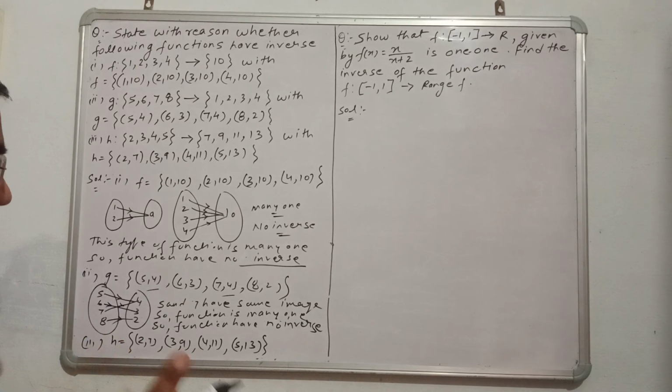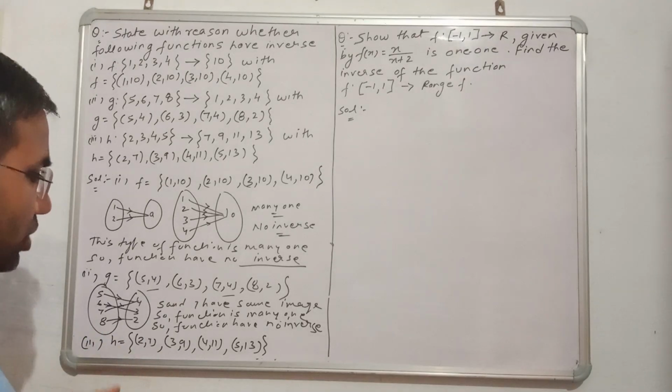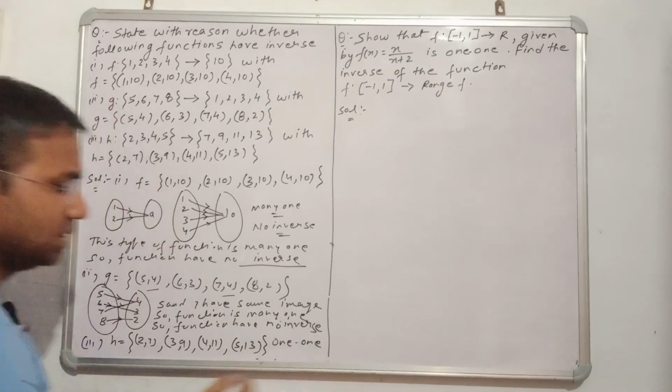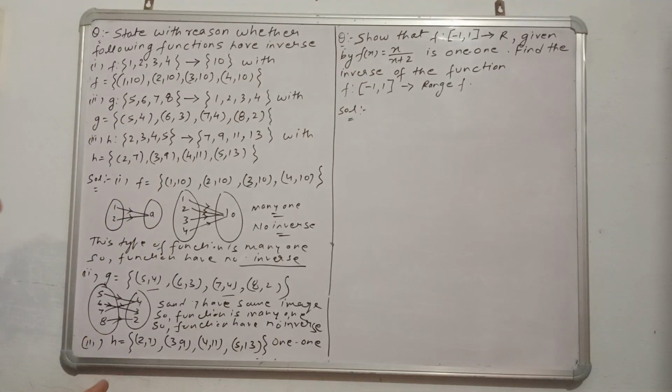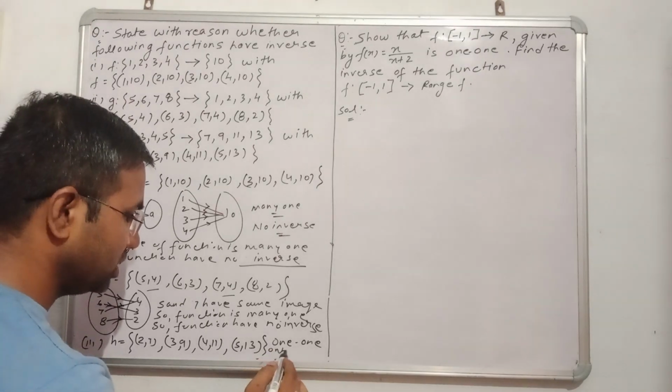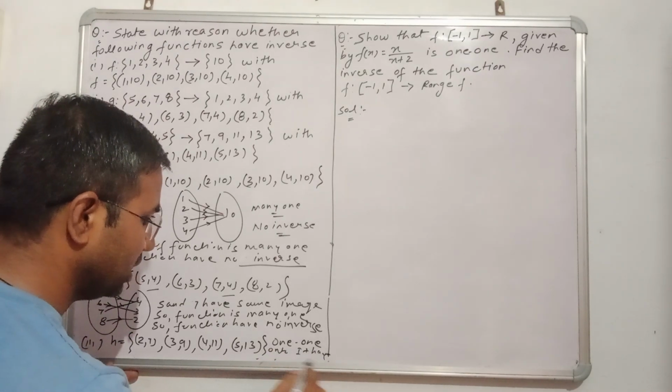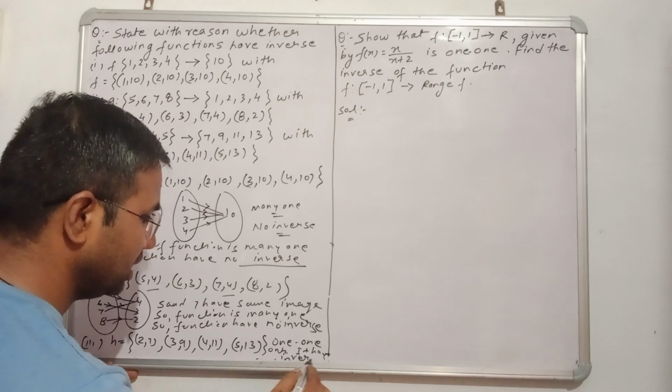Every element has a different image, one image. So it is one-one function. And no element is left. So one-one and onto is there. So it has an inverse.